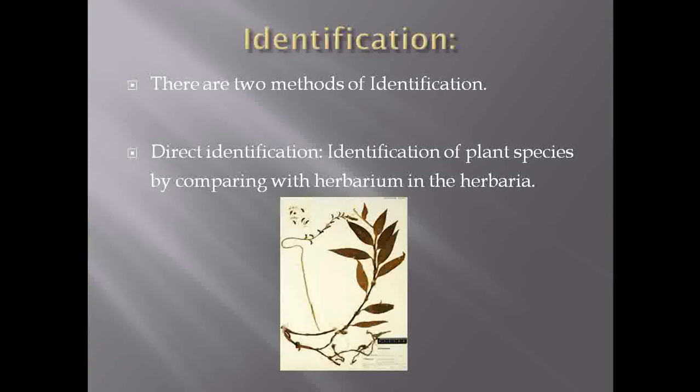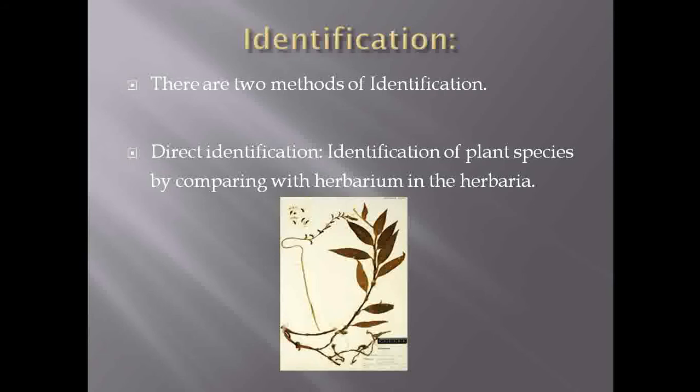So clearly, if we want to identify a particular plant, we have to compare our plant with the herbarium which we have available, either the herbarium stored in different herbaria, or we have to compare our plant material with the photograph which we have available. By comparing all the morphological characters, we can conclude which particular plant species we have.